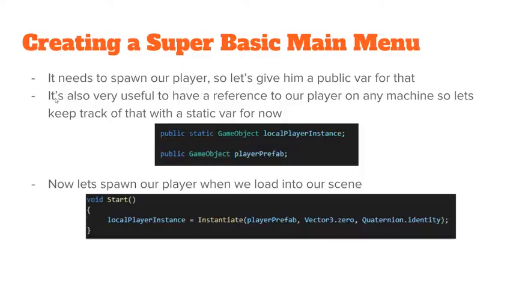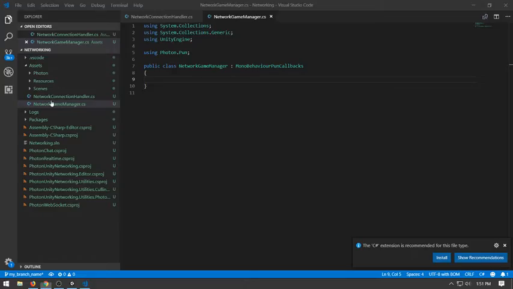Alright, from here, we need to spawn, we need to get a reference to our player object. So we have that prefab from before, so we need to expose this to the inspector and make sure that he knows what to spawn. So what we're going to do is, we're also going to add a public static GameObject local player instance. It's very useful to keep track of your player once you've spawned him, because otherwise you may never find him again. So let's keep track of him. Let's call him localPlayerInstance.